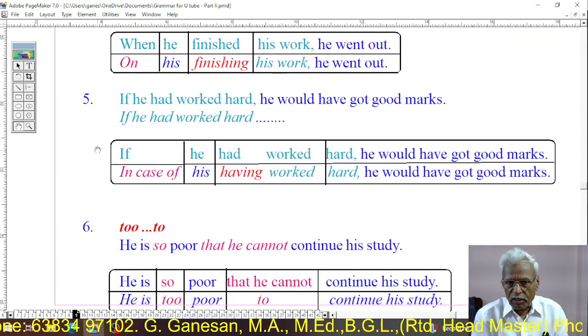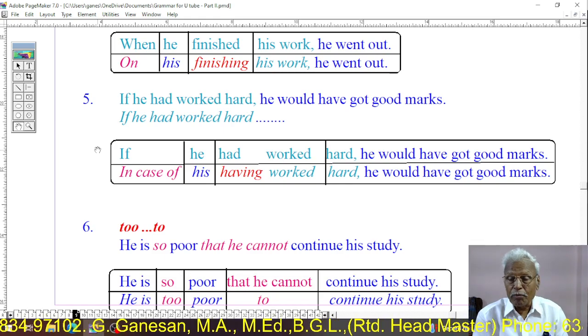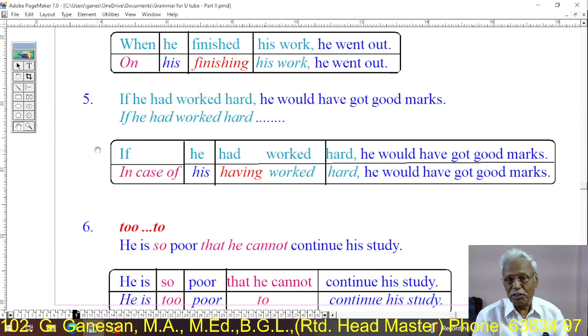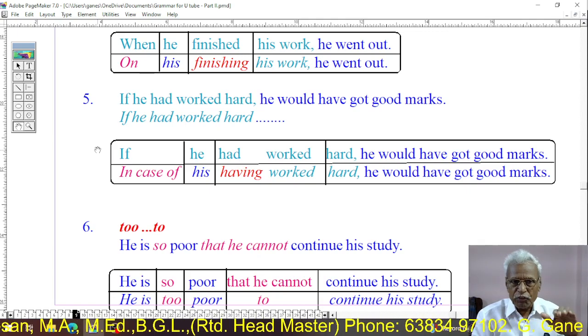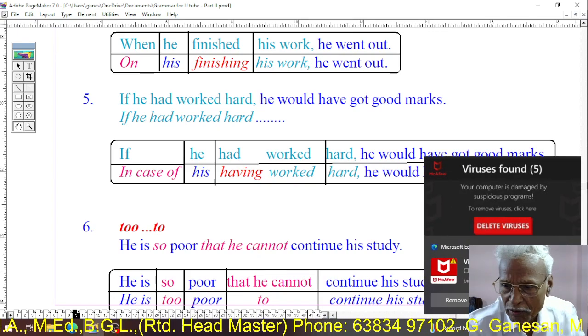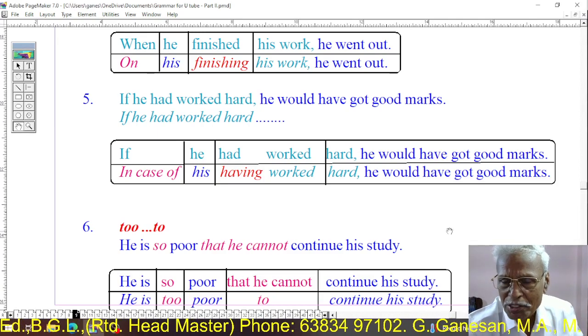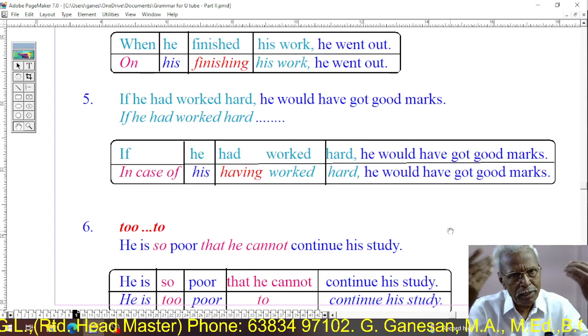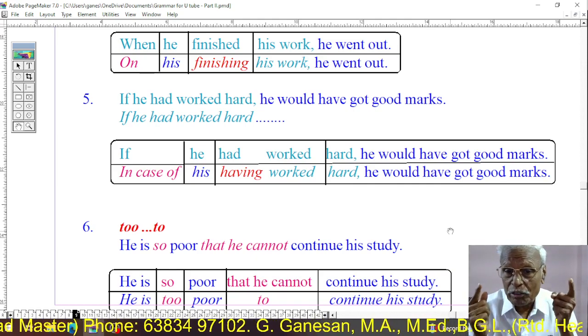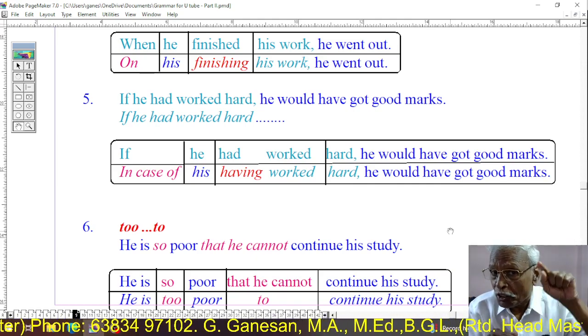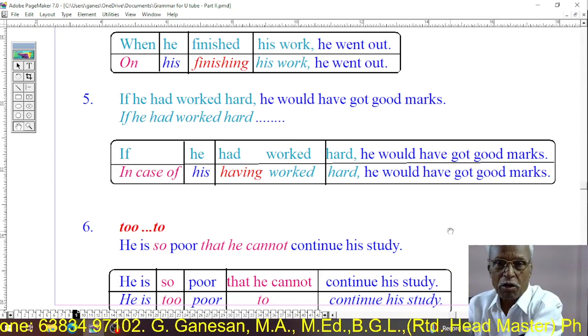If he had worked hard, he would have got good marks. This is the condition of the third, the impossible type. If he had worked hard, he would have got good marks. That means he did not work hard, he did not get good marks. That is the case.